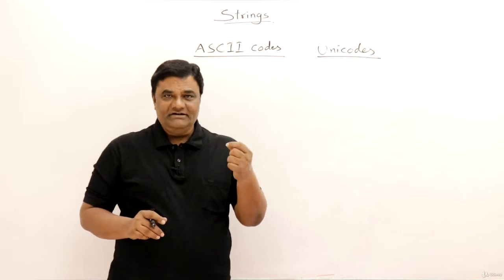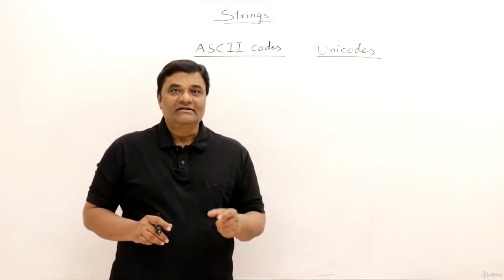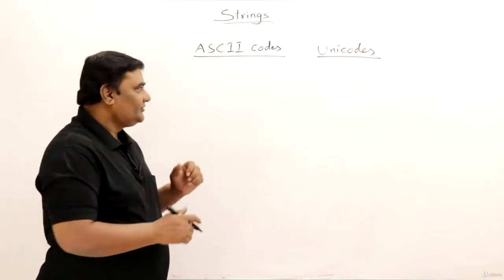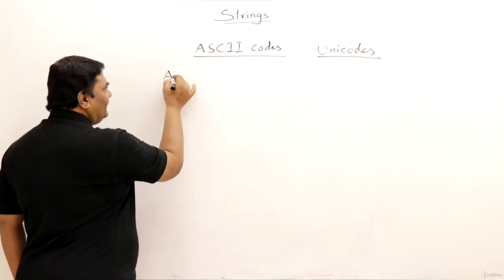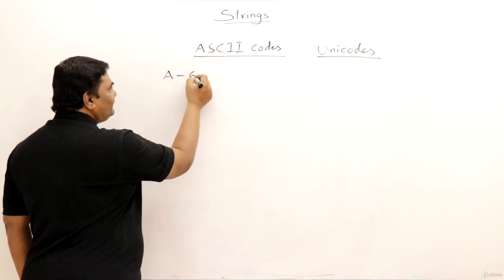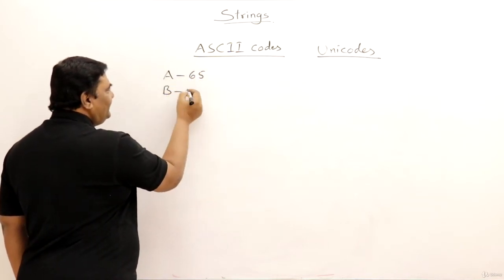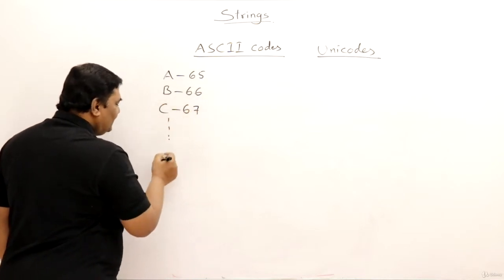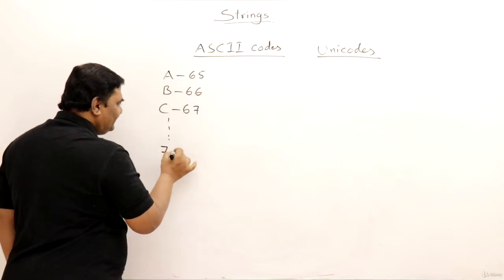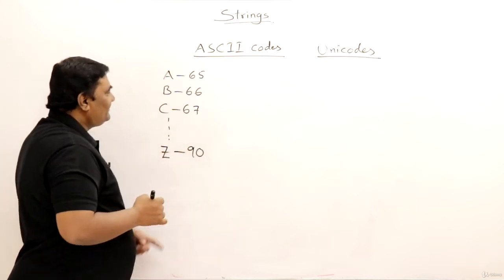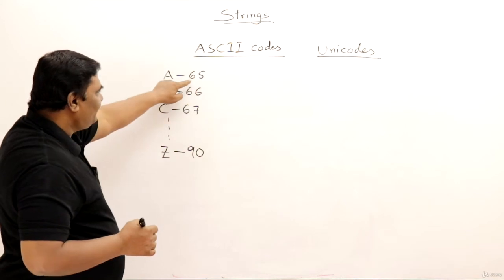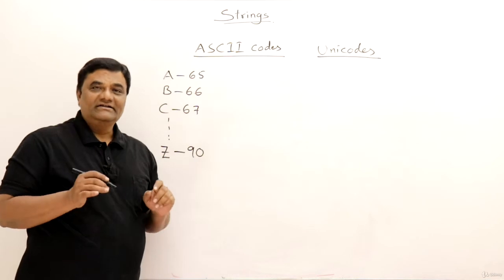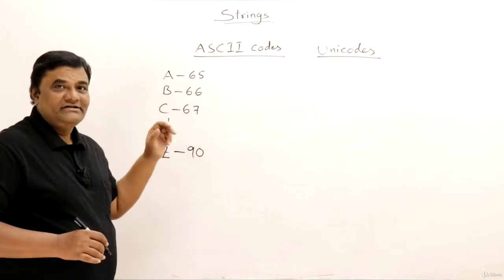See, for every symbol, for every letter or character, there is a code available. So let us look at English alphabets. For capital A, uppercase A, the ASCII code is 65. Then for capital B, it is 66. Then 67 and so on, like this up to capital Z, and for capital Z, it is 90. So these are uppercase letters and the codes are starting from 65 up to 90. There are a total of 26 alphabets in the English language. So these are 26 codes.